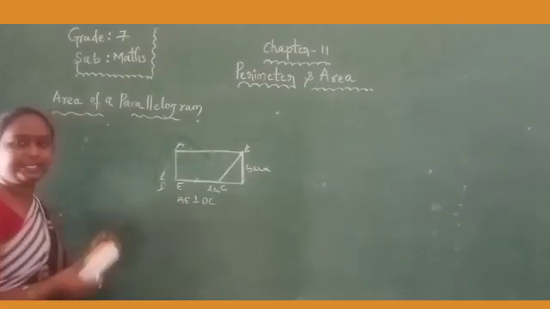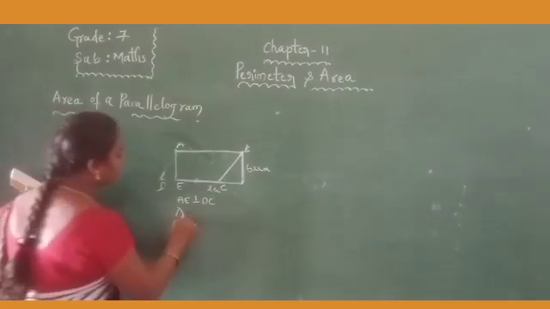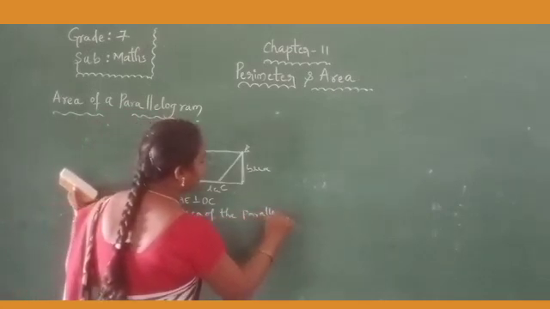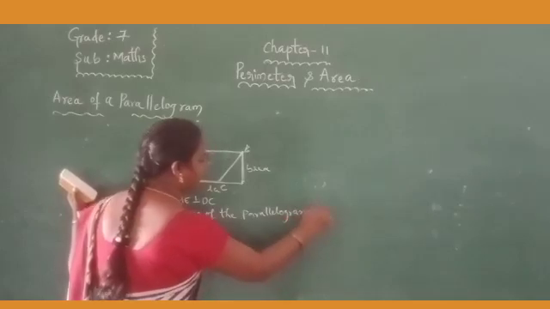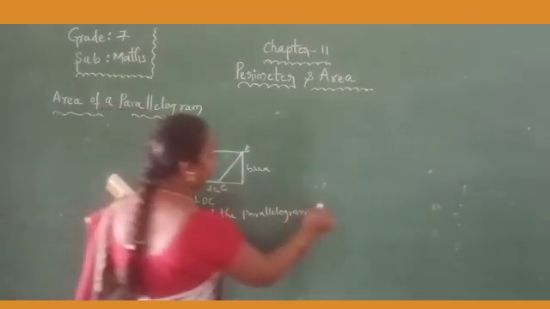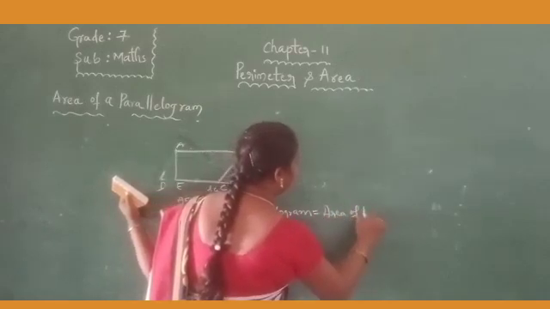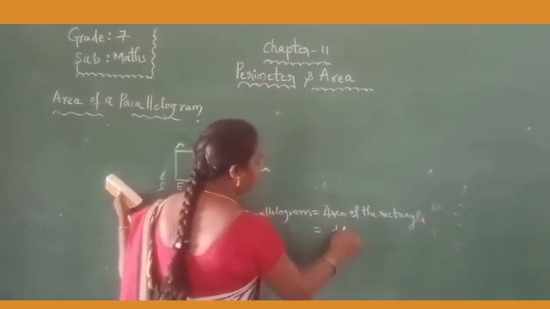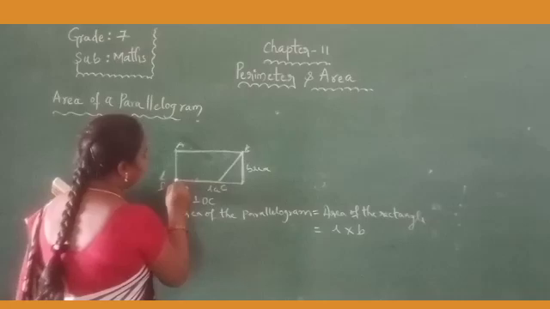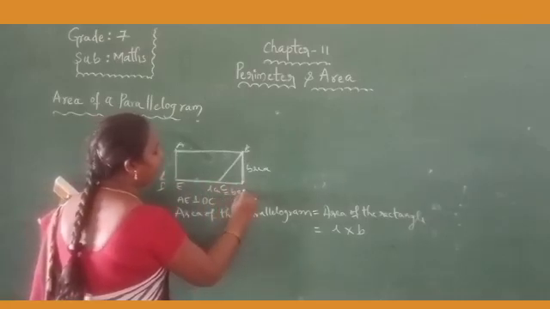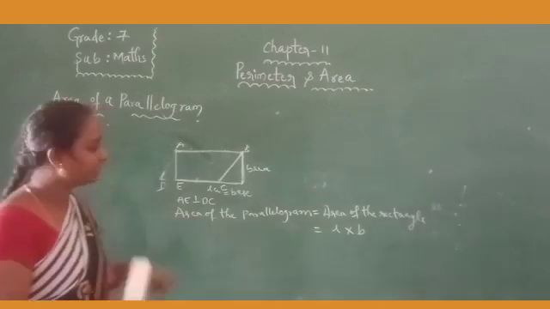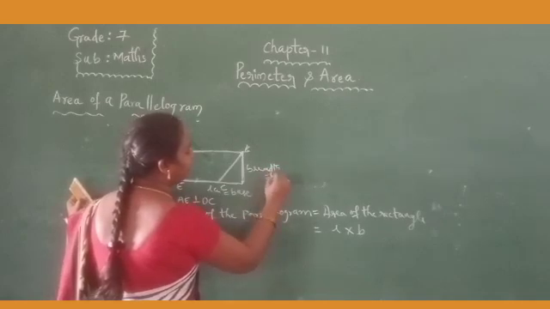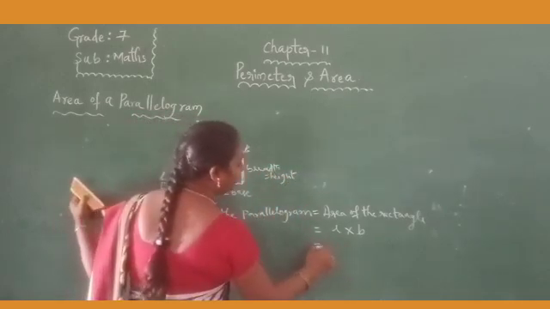So that means the area of the parallelogram is equal to the area of the rectangle. So what is the area of a rectangle? That is length into breadth. Here in the parallelogram, the length is equal to the base, and the breadth is equal to the height.